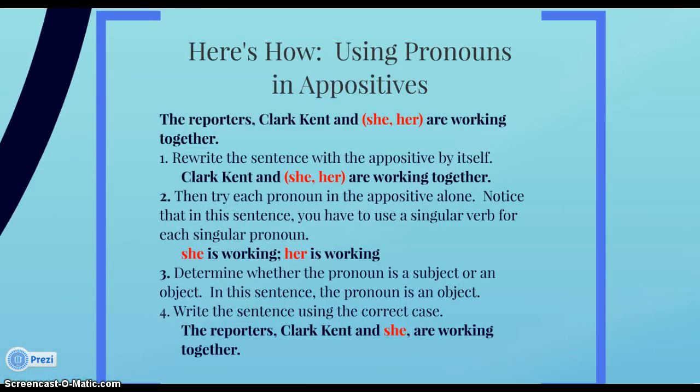Let's take a look at some other things. Here's how to figure out which one to use. The reporters, Clark Kent and she or her, are working together. First, rewrite the sentence with the appositive by itself. Clark Kent and she or her are working together. Then try each pronoun in the appositive alone. And notice in this particular sentence, you have to use a singular verb for each singular pronoun. She is working. Her is working.